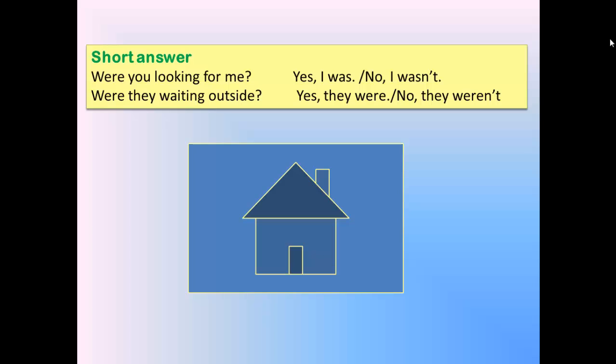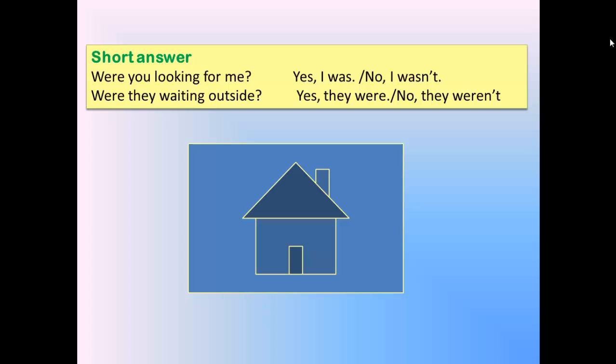Now we will talk about short answers. As we talked in the previous lessons, we have short answers. Were you looking for me? If I want to say yes, I have to complete it with yes, I was. So I put a subject pronoun, then verb to be in the past, was or were. Yes, I was. If I want to make it negative, no, I was not. No, I wasn't. So the sentence becomes, were you looking for me? Yes, I was. Or no, I was not.